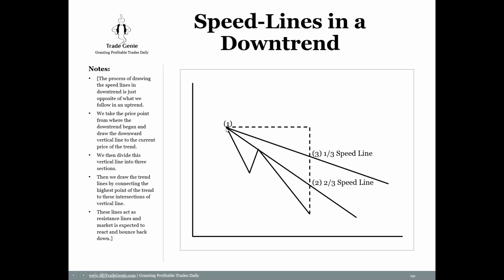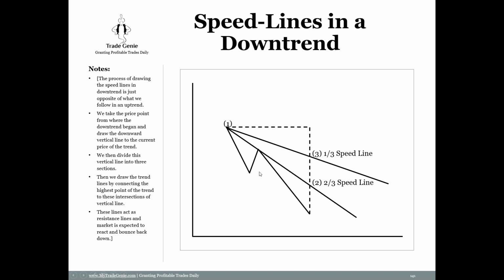So this is the starting point of a downtrend. You understand that this is constant. It's not changing. And this is the latest low. So you take the latest low and draw the line upward towards where the trend has started, the downtrend.